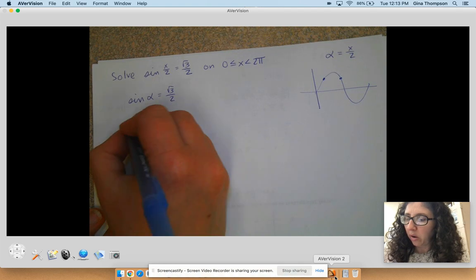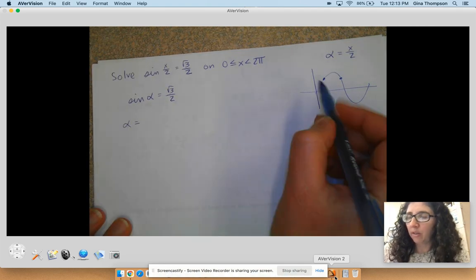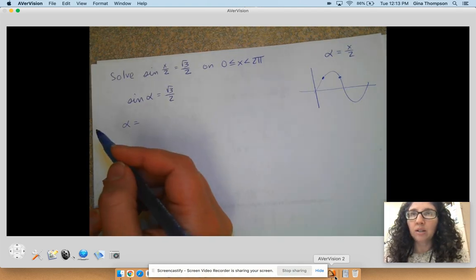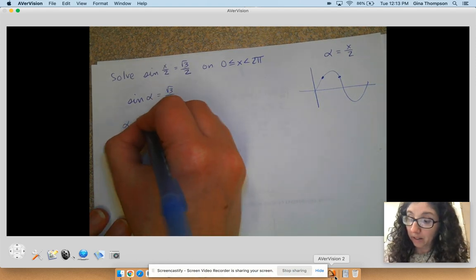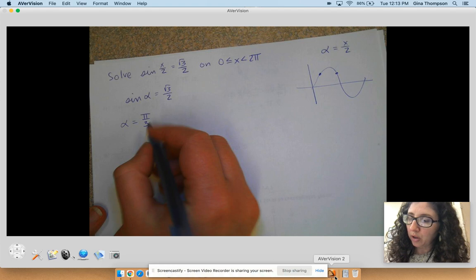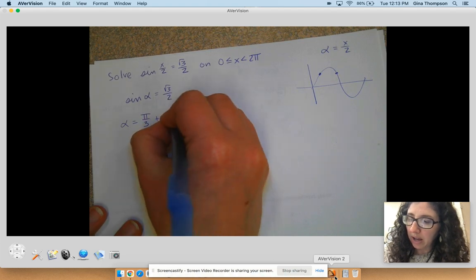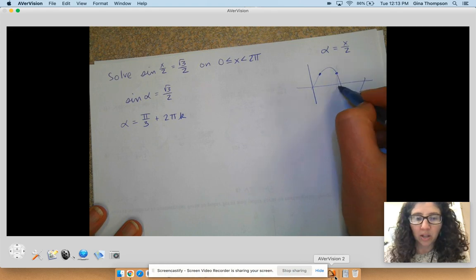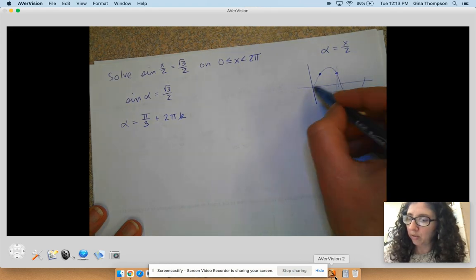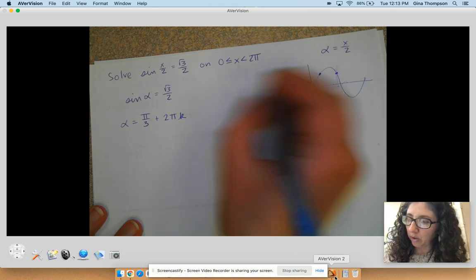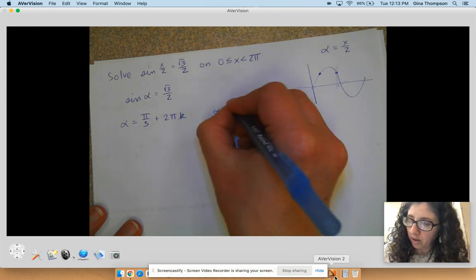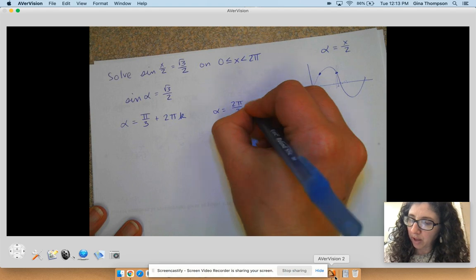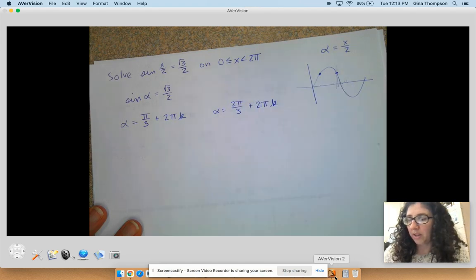Okay, so alpha equals, our first value is pi thirds again, right? Pi thirds plus 2 pi times k. And what's this value here? Well, we'll use the symmetry from pi. If this is pi thirds, this is going to be 2 pi thirds. So alpha equals 2 pi thirds plus 2 pi times k.